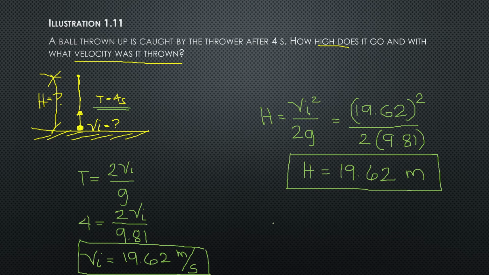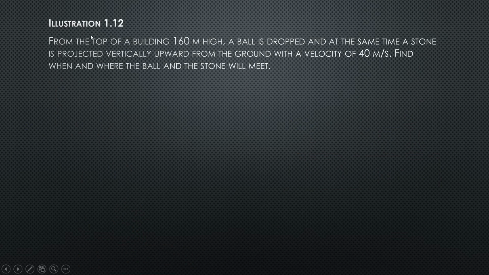Okay. So illustration 1.12. From the top of the building, 160 meters high, a ball is dropped, and at the same time a stone is projected vertically upward from the ground with a velocity of 40 meters per second. And when and where will the ball and the stone meet?